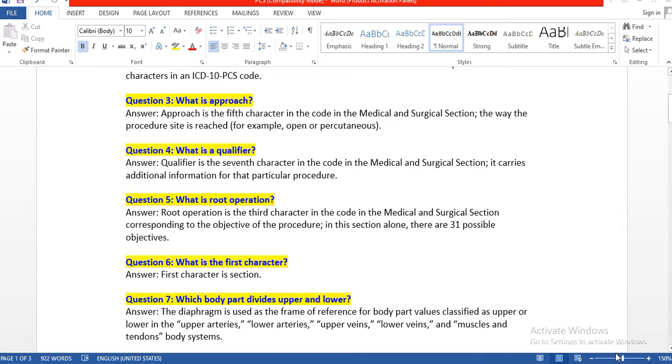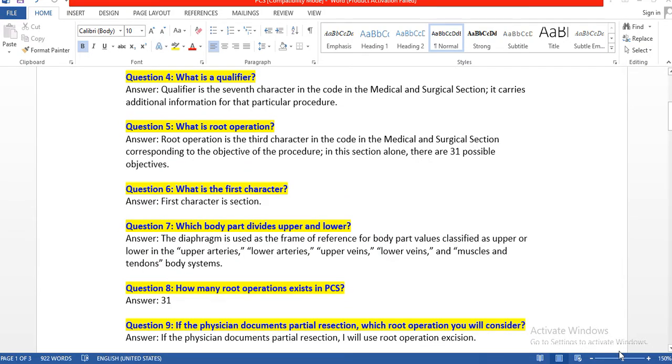Question 3. What is approach? Answer. Approach is the fifth character in the code in the medical and surgical section, the way the procedure site is reached. For example, open or percutaneous. So approach is very important whether you are coding in CPT or in PCS. Based on approach only we need to code the documentation.